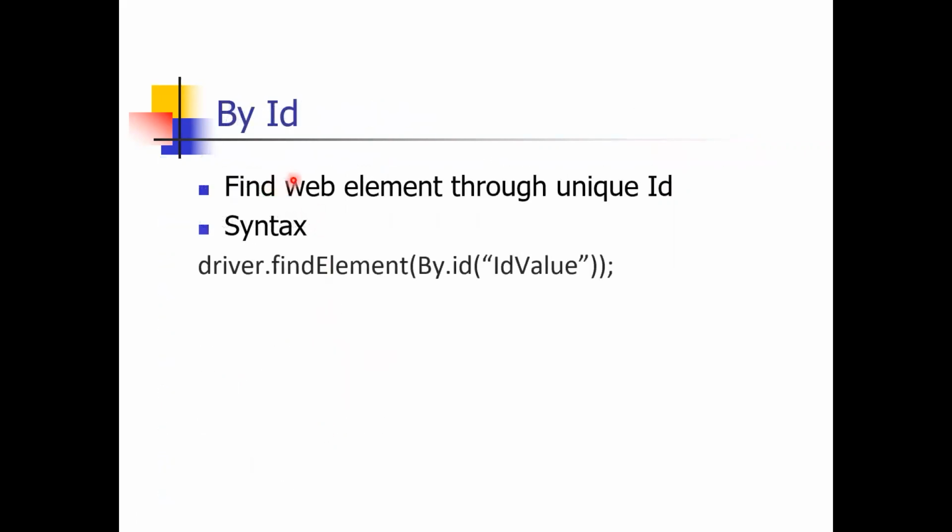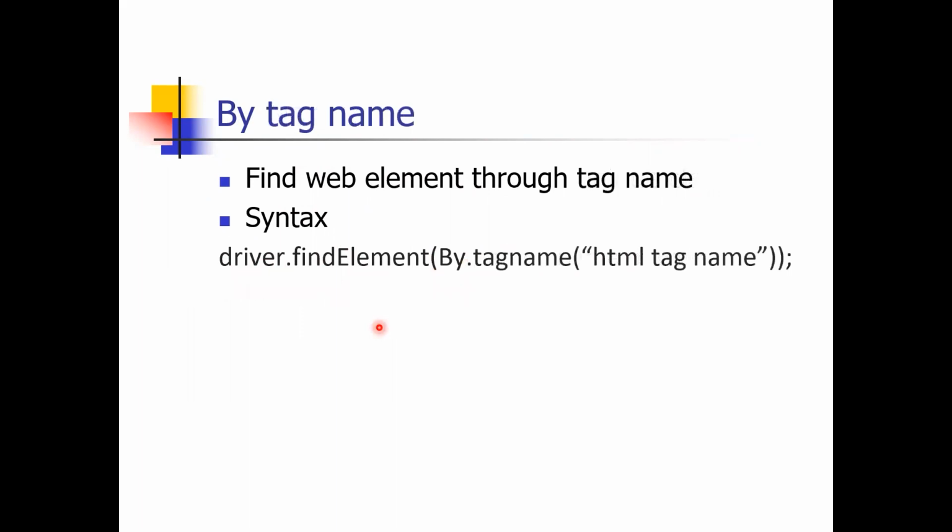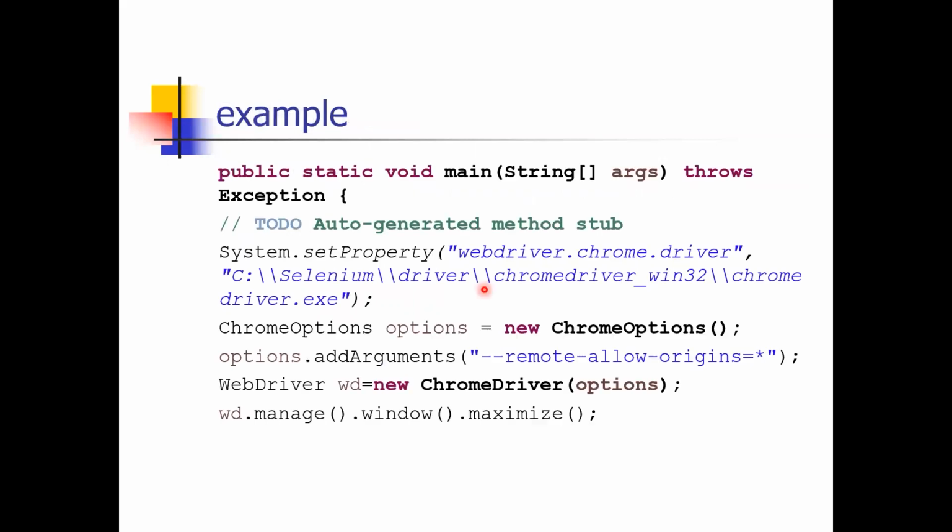If you want to find a web element through ID, then the syntax is driver dot find element with by dot ID and the value of this ID. But remember, the ID should be unique. If ID is not unique, then we will move to name: driver dot find element by dot name and the name of the web element. If name is also not unique, then we will try the tag name: driver dot find element by dot tag name and the value of that HTML tag. If tag name is not unique, then we'll try the class name.